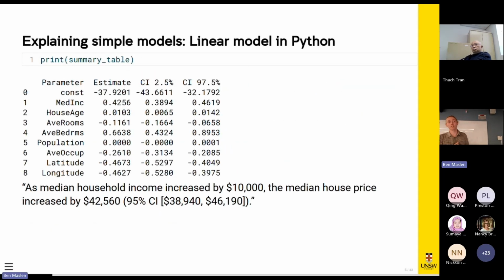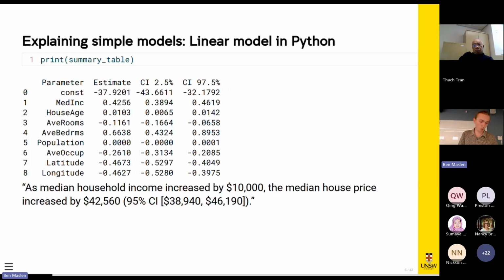So we can fit a linear model in Python. We can extract out our regression parameters and our 95% confidence intervals for these parameters. So here in the first row is our linear intercept, which isn't that important to us. And then we have our regression slopes and some 95% confidence interval for those slopes. So if I wanted to get some interpretation from this machine learning algorithm, I could look at the regression slopes. Okay, so I could look at the regression slope for median household income.